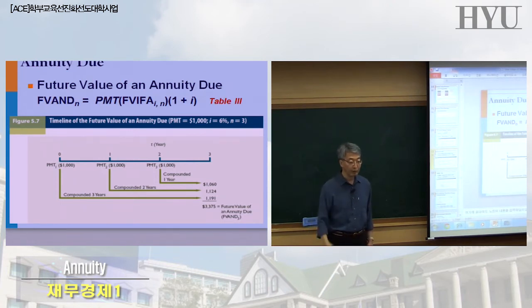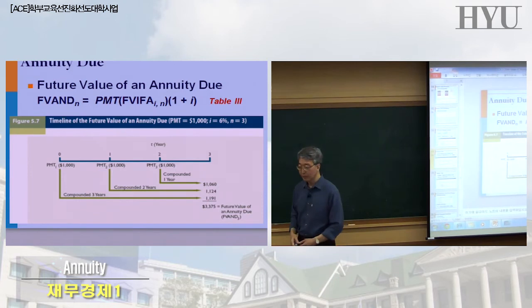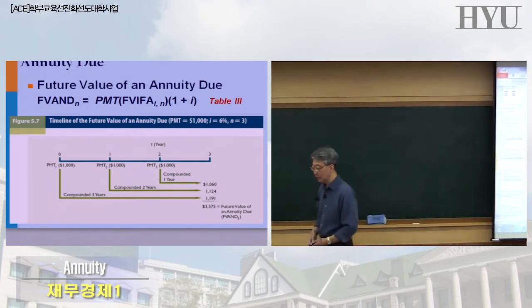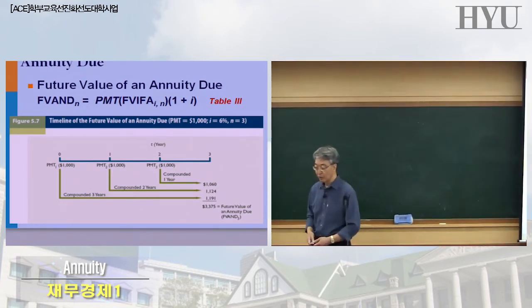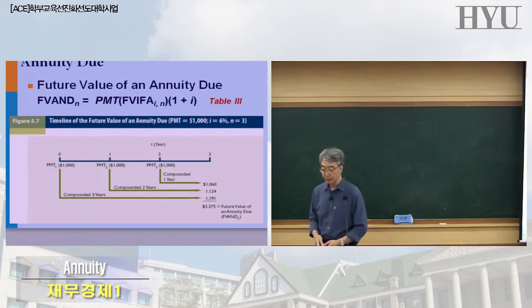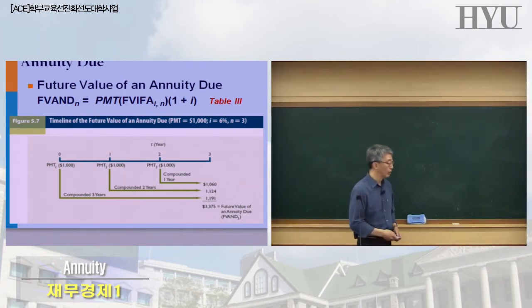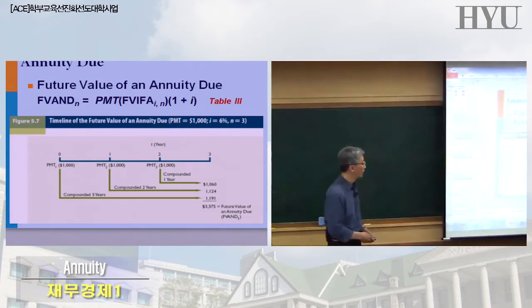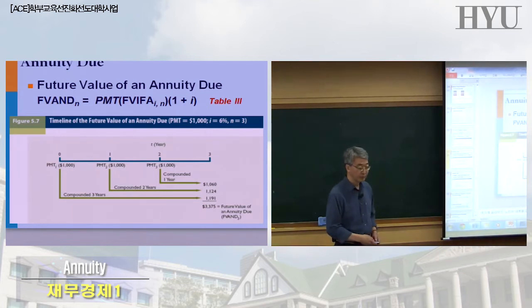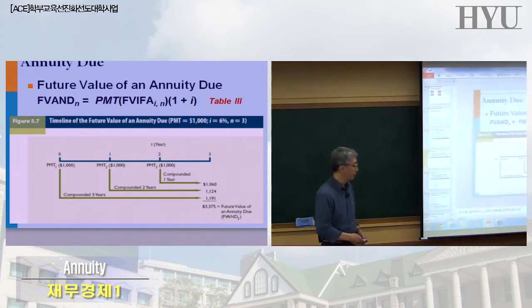Okay, right. Whether the payment is made at the beginning of the period or at the end of the period. Okay? So which one is which? Annuity due means in the beginning, right? So just like here, you have 0, which is today, and 1, 2, 3.